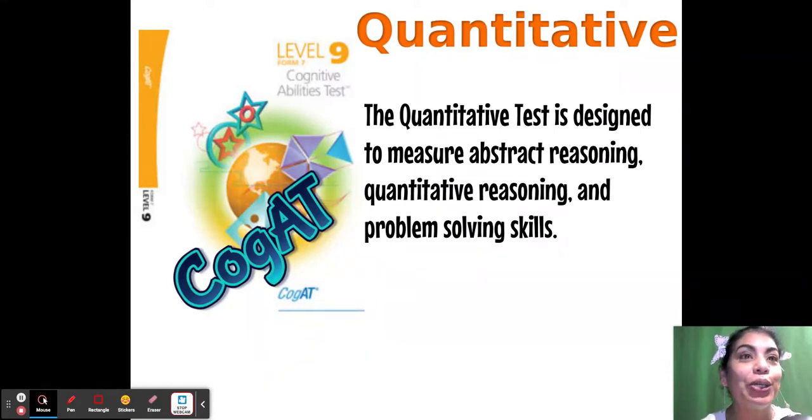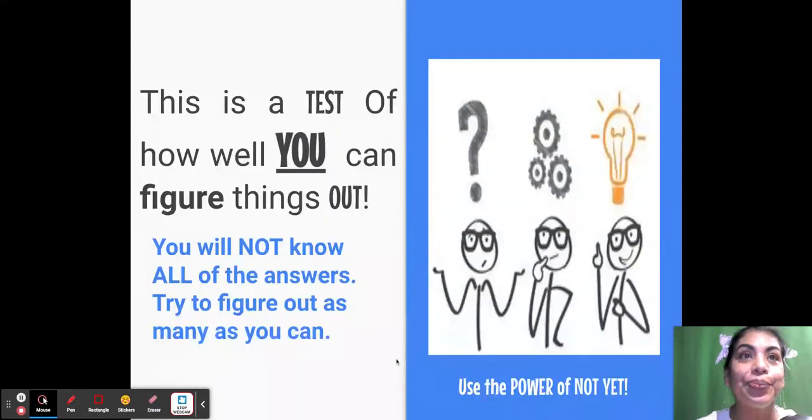And so I'm here to talk to you about the CogAT test, which will be your day 2 of CogAT testing coming up soon. The quantitative is just a fancy word that means math, and it is designed to measure abstract reasoning, quantitative reasoning, and problem-solving skills. Remember, this is a test that's special because it's not a test of things that you have been taught, but it's a test of things that you can figure out. So it's going to show us, your teacher, your parents, how good you are at figuring things out.